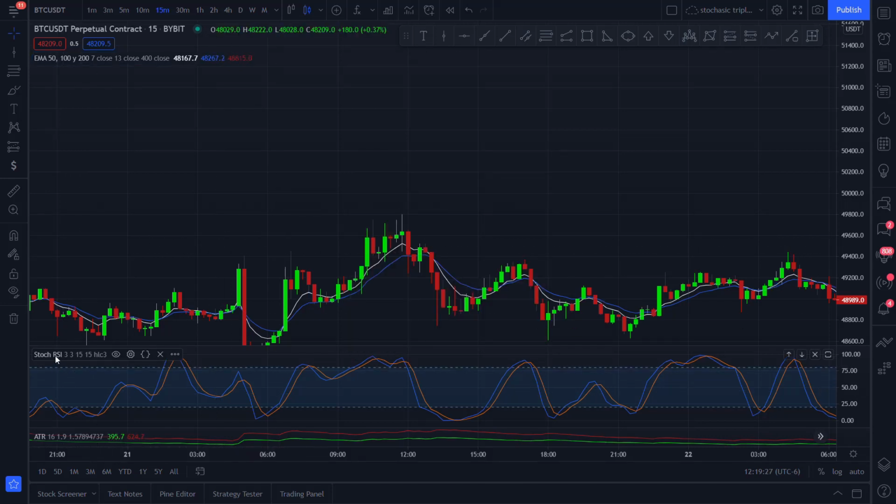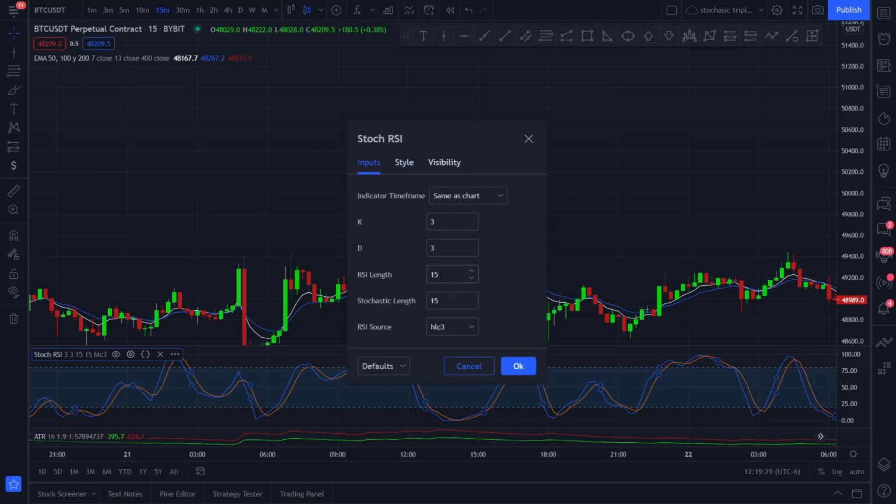For the stochastic RSI, we are going to change the RSI length and the stochastic length from 14 to 15, and we are going to change the RSI source to high-low close 3. So it's basically taking the candle's highest price, lowest price, and the closing price, and it's dividing it by 3.